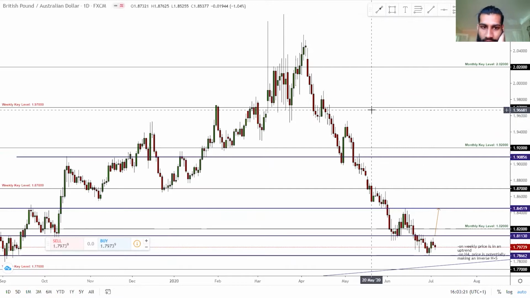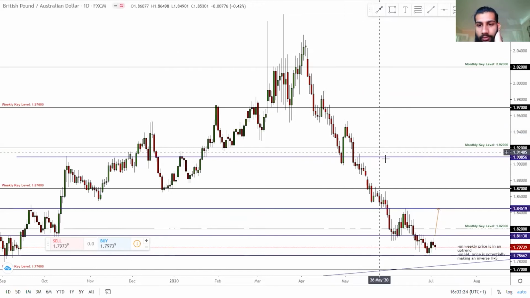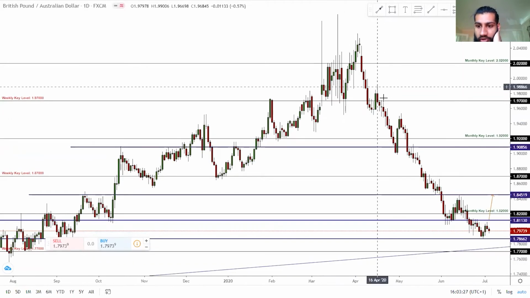Pound Aussie dollar, interesting. This is in an uptrend on weekly as well, right? Very clear uptrend, but it's made a very strong retracement down.